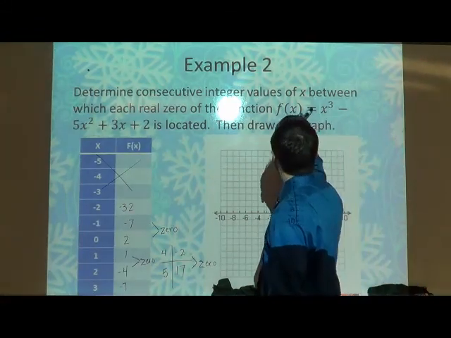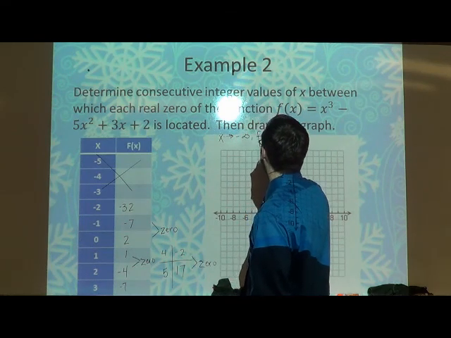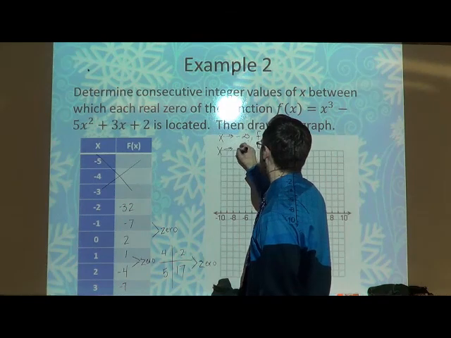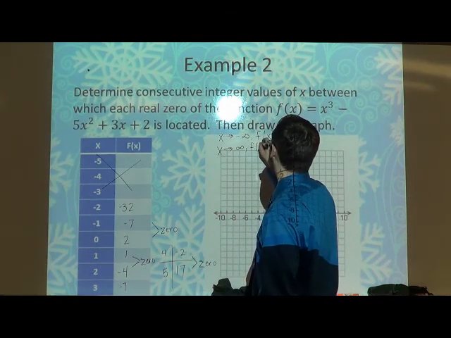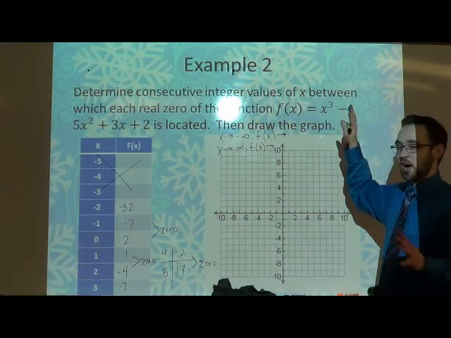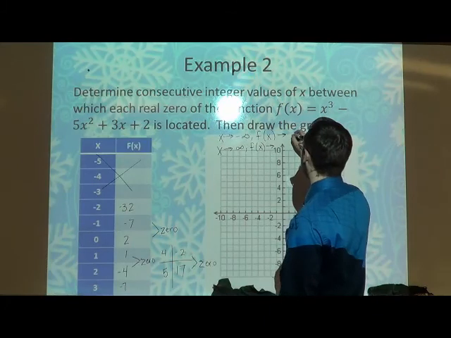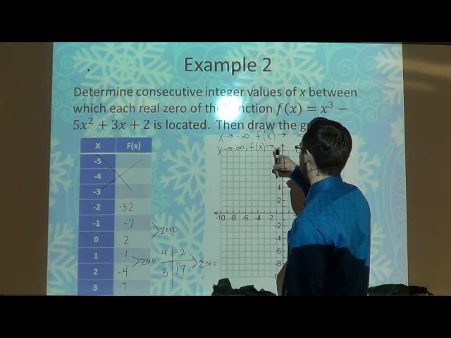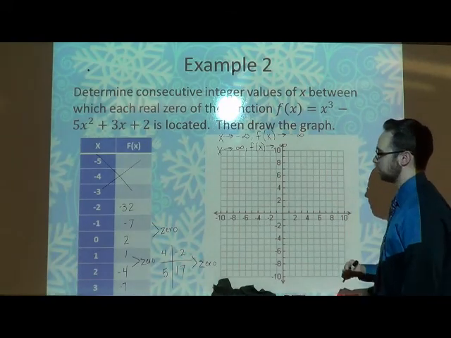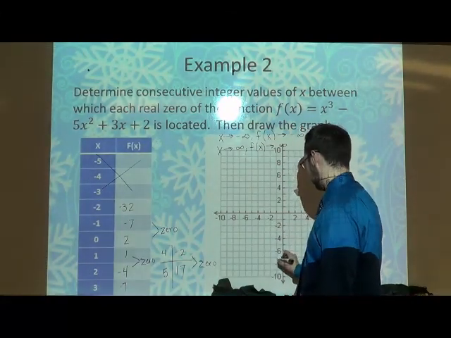Notice this is an odd function, so as x approaches -infinity, f of x should be approaching something, and as x approaches positive infinity, f of x should be approaching something else. If it's odd, they go opposite directions, remember. Since it's positive, when we have -infinity, it goes to -infinity. When we go to positive infinity, it goes to positive infinity. So they're going different directions this time. So -1 gives us -7.